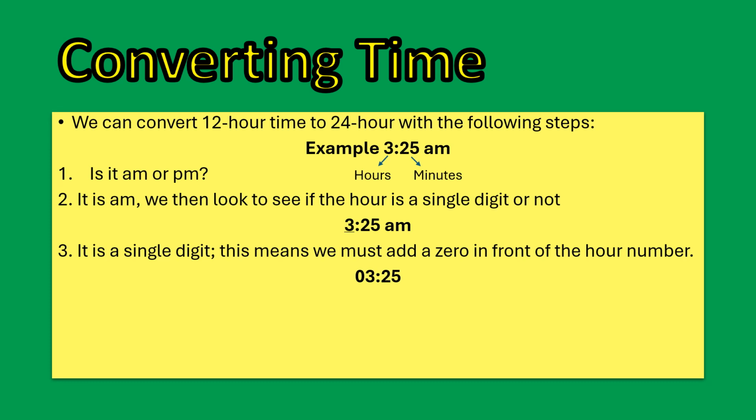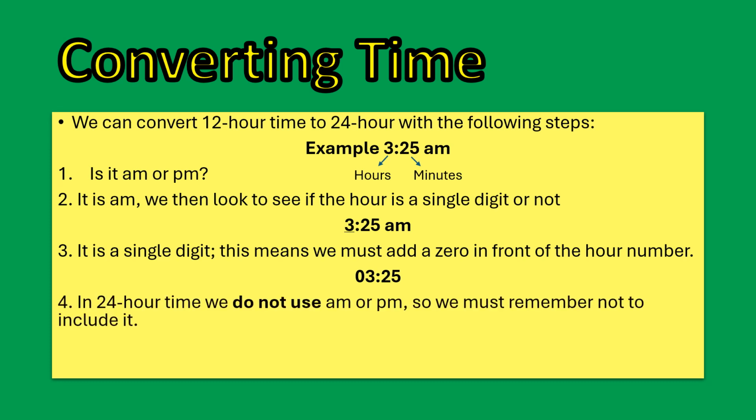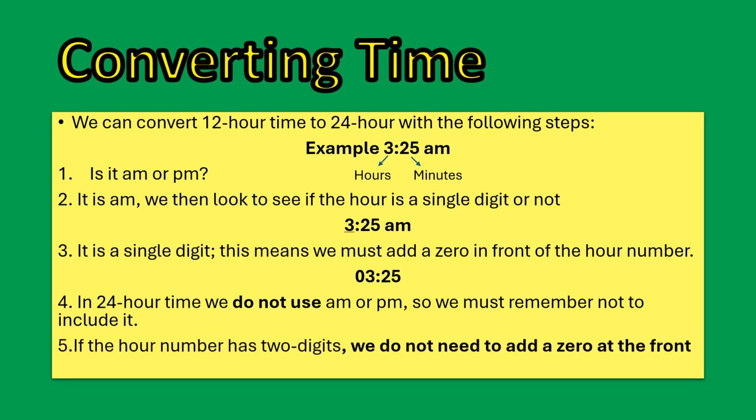So then we are left with 03:25. In 24-hour time, we do not use AM or PM, so we must remember not to include it. However, if the hour number has 2 digits, for example, 10:35 AM, we do not need to add a 0 at the front.